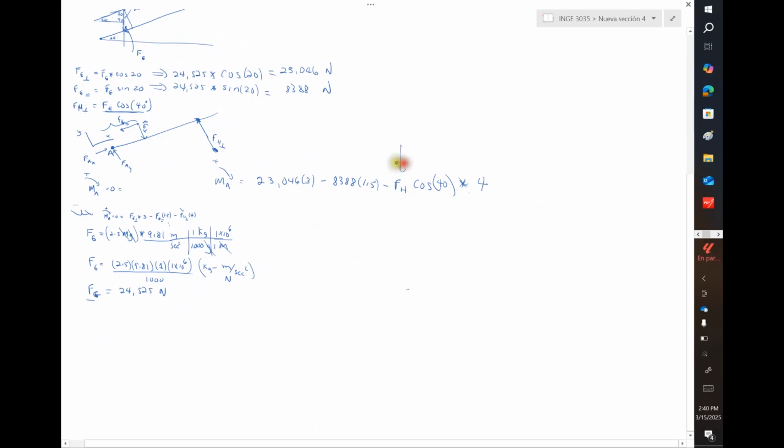we solve for FH, which is basically 23,046 times 3 minus all that, divided by, so FH is equal to cosine of 40, and there's a 4 here, which is the arm, and FH finally is, let's see how this ends up being.